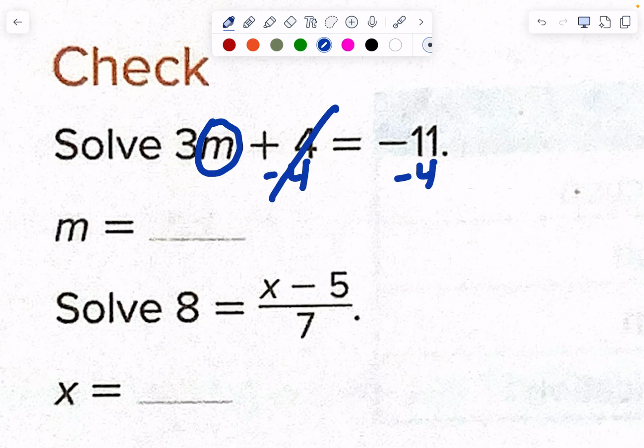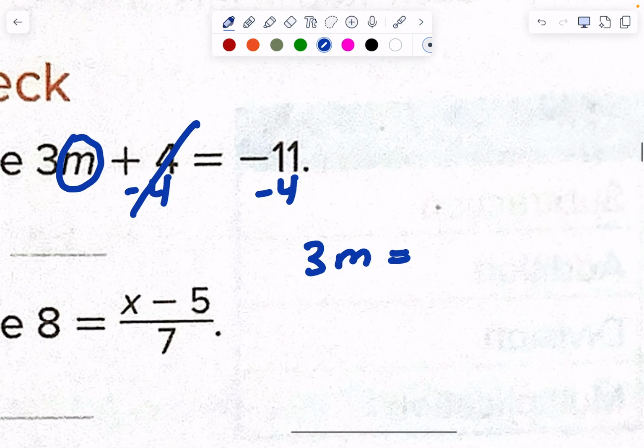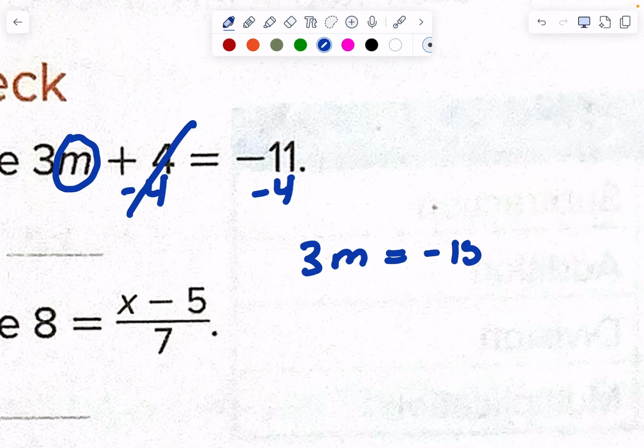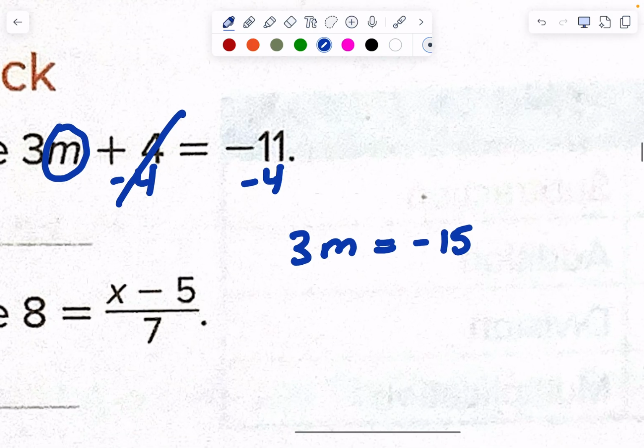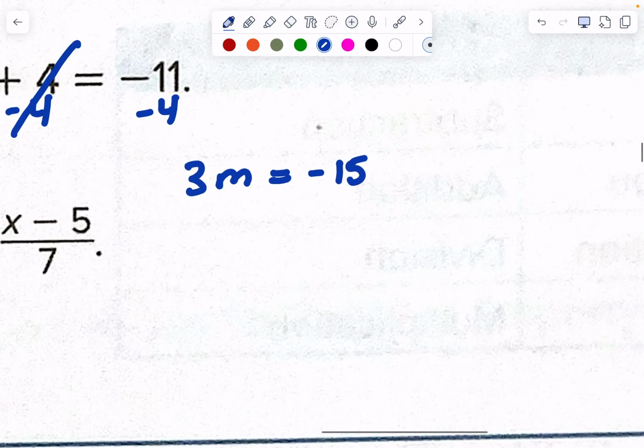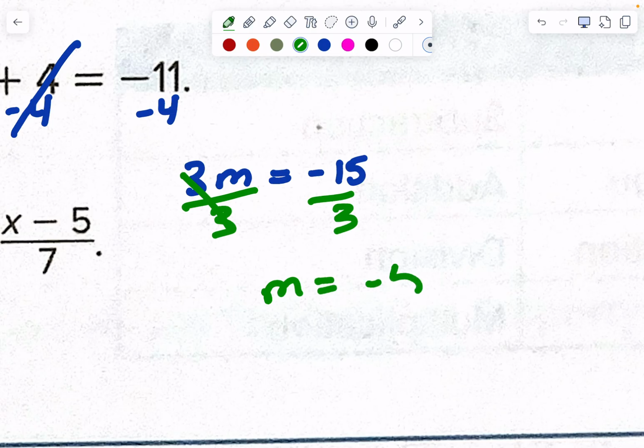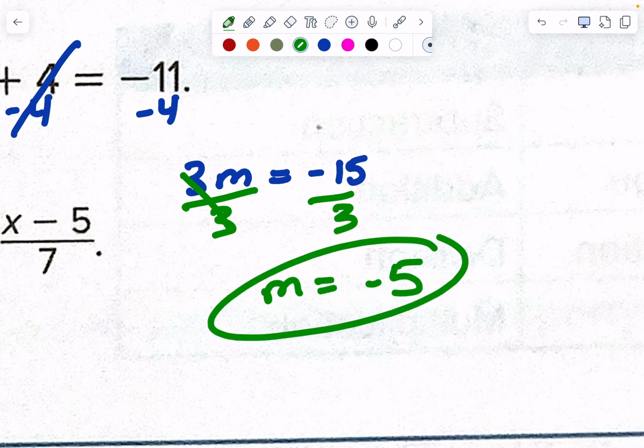I have 3m is equal to, what's that come out to be? Negative 15, right? Negative 11 and negative 4 is negative 15. Now I'm going to divide by 3. What's negative 15 divided by 3? Negative 5. Who got negative 5? Yeah, beautiful. Love it.